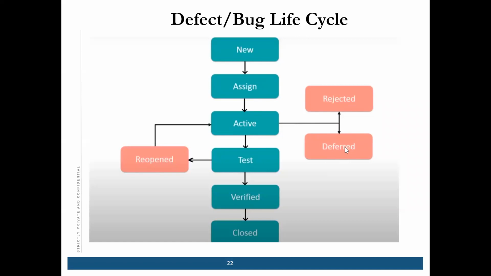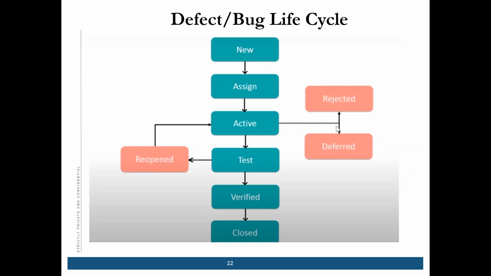There is one more state, deferred. Deferred means what? Anyone know? Deferred is when this particular defect is for the future, for a future release. This is a defect, but that module will come in the future. So we will mark it as deferred, so that once that module or phase comes, we will resolve this defect and then close it. That is called deferred.